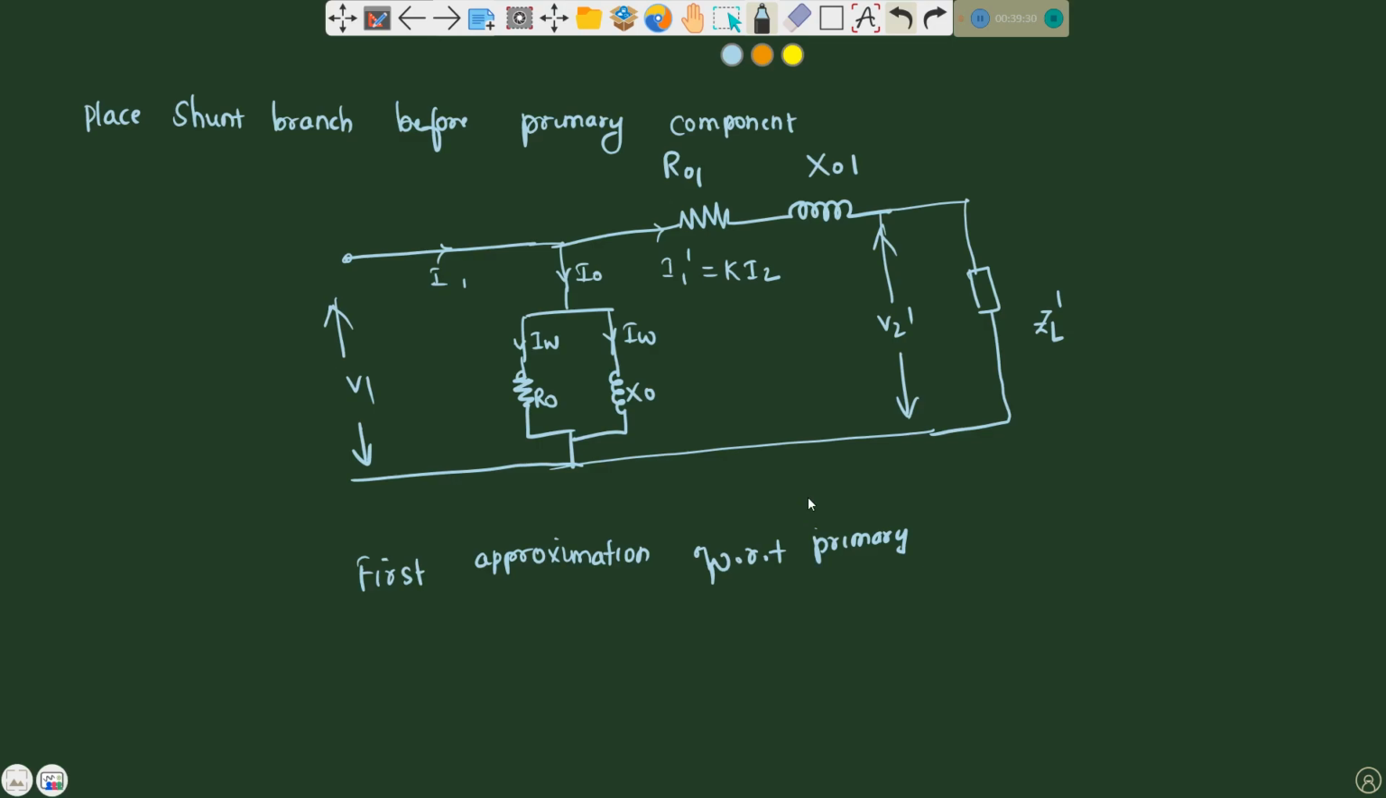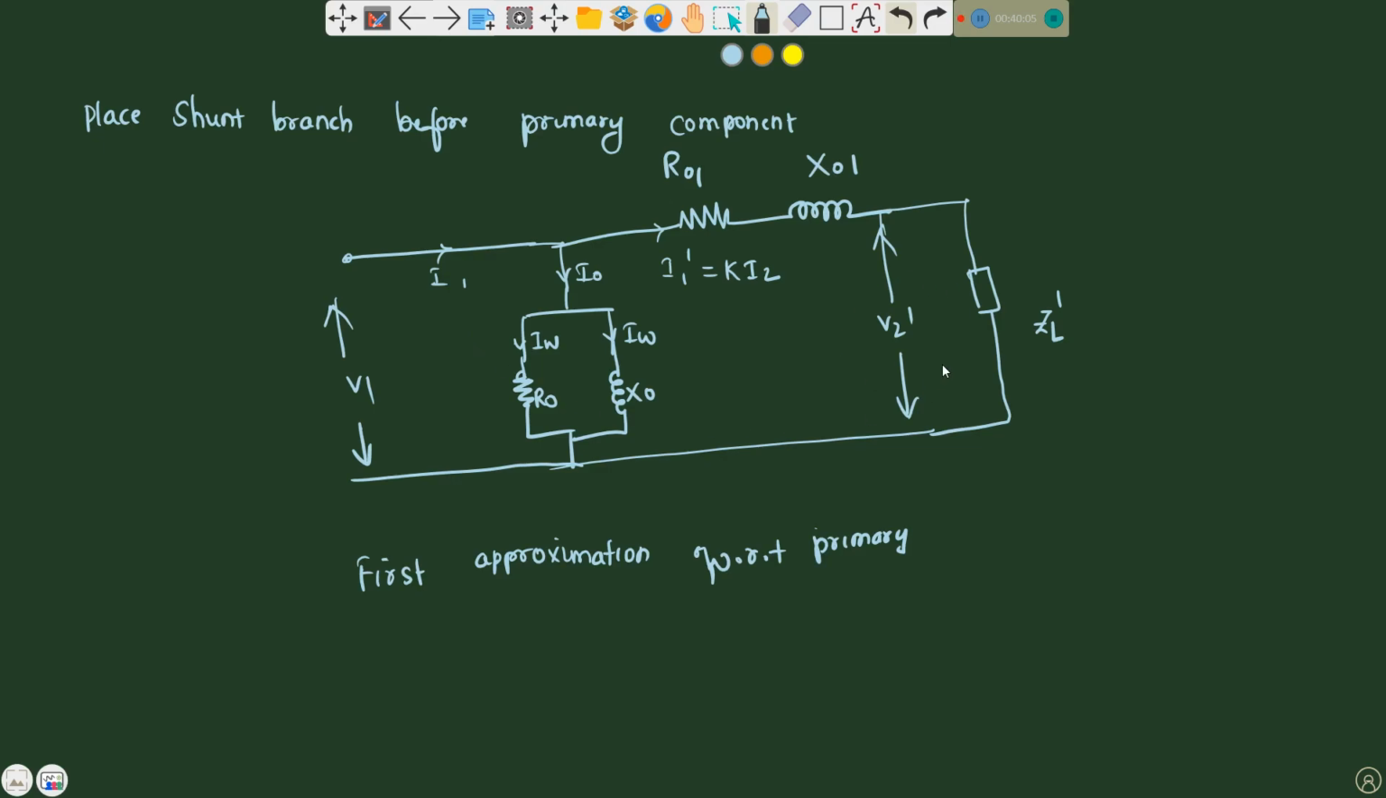So what are all the changes which we have made in the first approximation with respect to primary winding? The no load primary impedance drop is neglected, that is I0 Z1 neglected. Similarly, no load primary copper losses are also neglected, that is I0 square R1 neglected. The leakage flux at the primary under no load condition is also neglected, since we are considering the load.